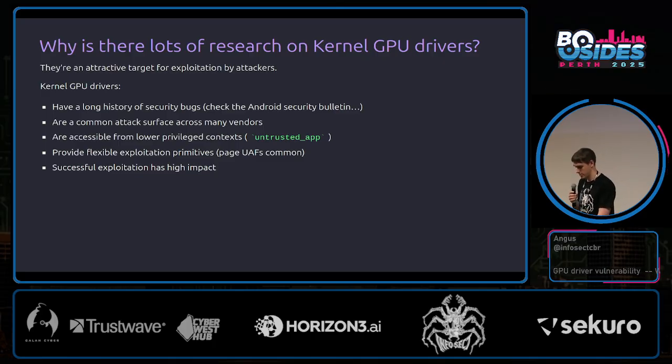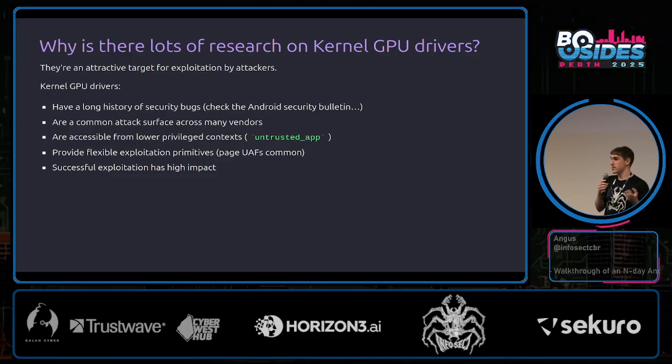The other thing about kernel GPU drivers is that most applications want to use the GPU to, I don't know, play your Candy Crush game or something, so they actually need to access the GPU, which means the GPU is a very unprivileged resource. It can be accessed from almost anywhere, including untrusted app, which is the standard Android sandbox that normal apps run in. The other thing about bugs in kernel GPU drivers is that they often provide very flexible exploitation primitives. What's really common to see is page use-after-frees, which are a really powerful primitive that can be turned into a full exploit.